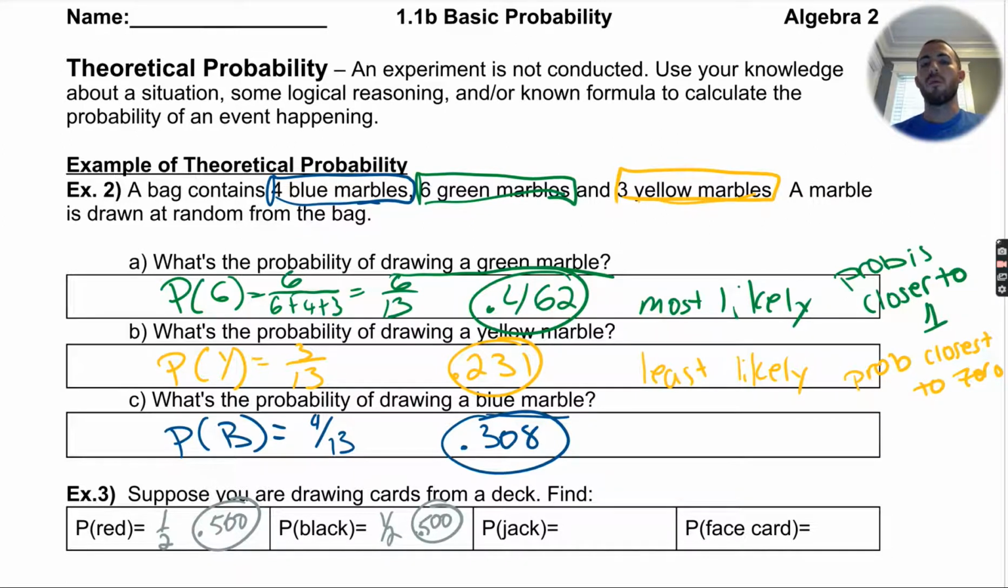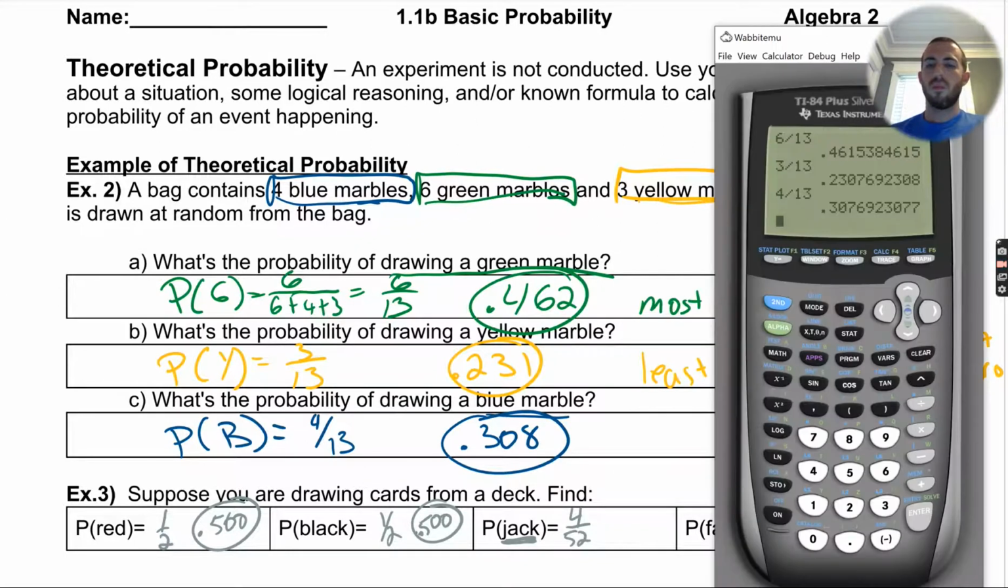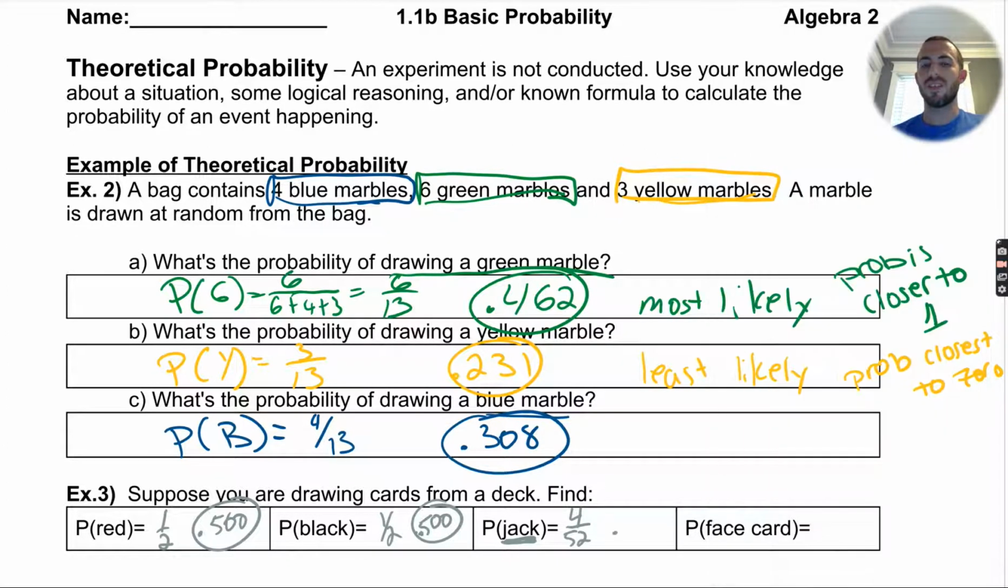Now if we're talking about the probability of finding a jack, there are 4 jacks in a deck of cards. So what we want are the jacks. There's 4 of them. The total number of cards, there are 52. So we're going to do 4 divided by 52. So we get 0.0769. The 9 rounds the 6 to a 7, so it's 0.077.